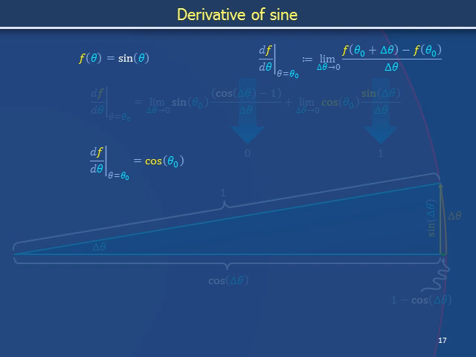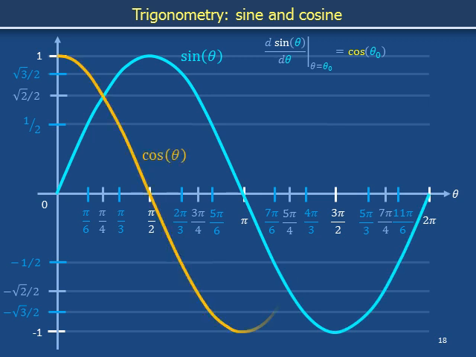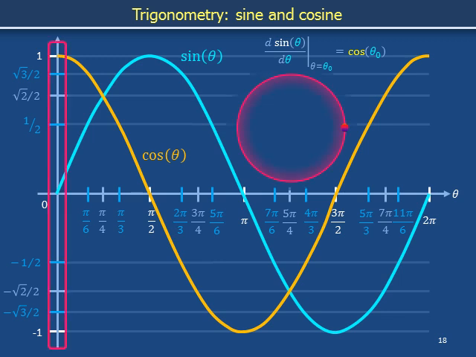To develop visual intuition for the idea that the slope of sine is cosine, we compare the plots of sine of theta versus theta and cosine of theta versus theta. According to the equation that we have just derived, the slope of the turquoise curve and the height of the golden curve should be equal. Pay special attention to see whether this is true as we move around the unit circle.